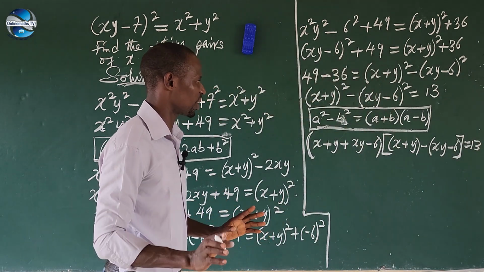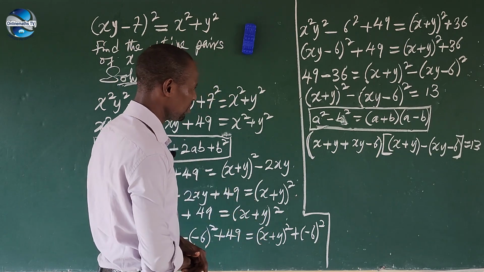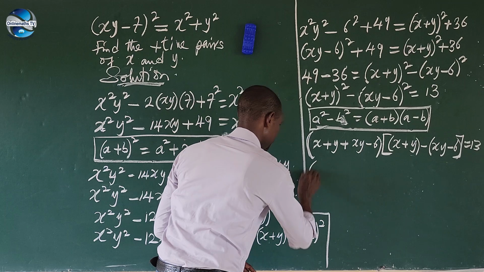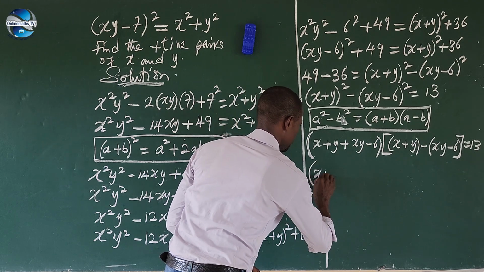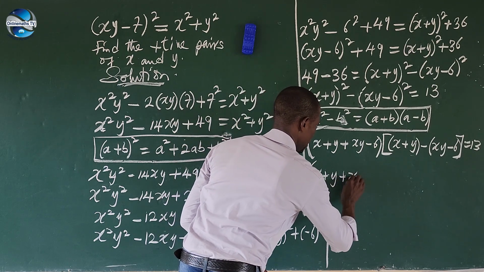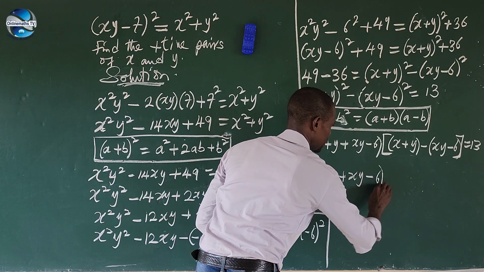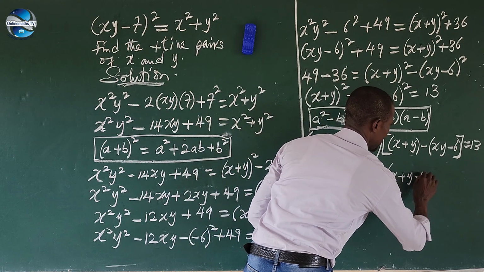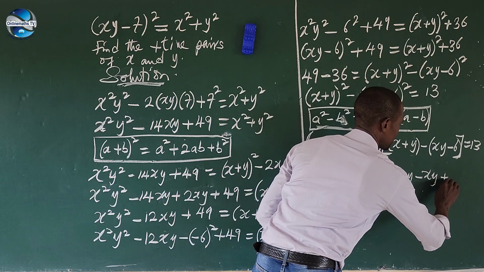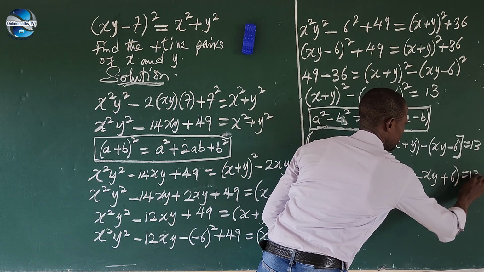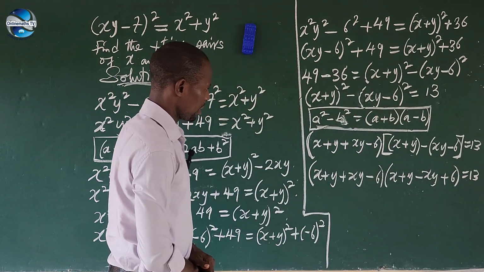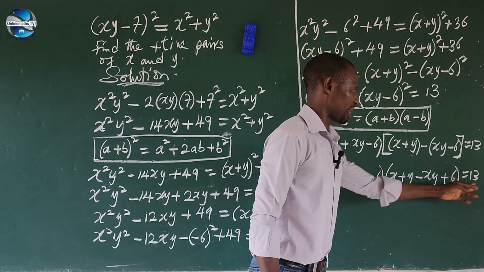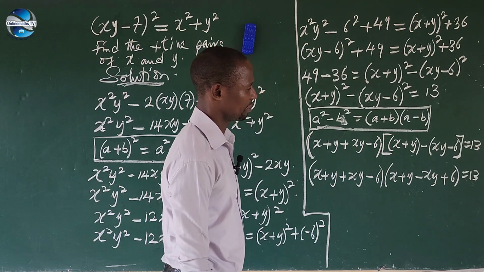This is ridiculous, right? Okay, so we can use this to open up this. So we keep this side here. We have (x plus y plus xy minus 6) times (x plus y minus xy plus 6) is equal to 13. So what we do here, we are having this times this, and on this side we are having 13.